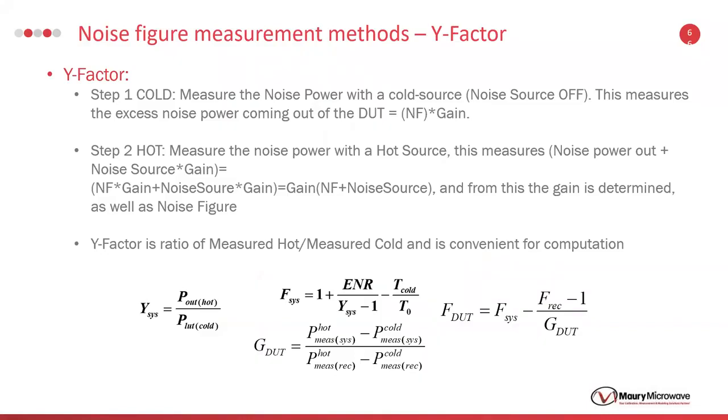We've been using different methods to characterize the noise. There is the Y factor method, which does not require knowledge about the device. In the first step, I'm measuring cold noise power, which means that my noise source is off. Then we excite a noise source in hot conditions, and we measure the noise power again. The Y factor is the ratio between the hot measured power over the cold measured power. From this expression, we are able to get the noise figure of the DUT and the gain of the DUT, and this is what we are looking for.